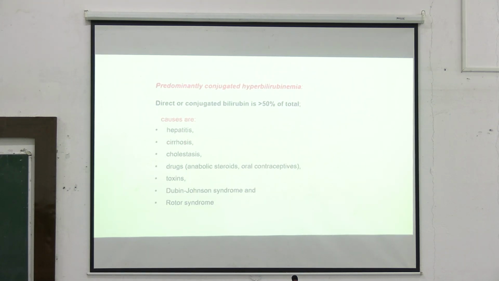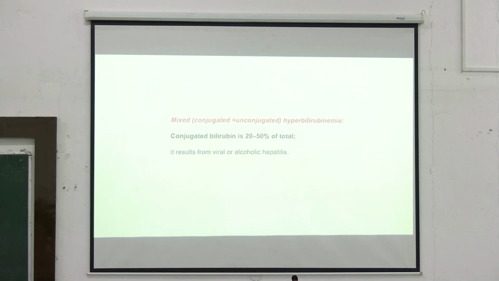Second is predominantly conjugated hyperbilirubinemia, meaning direct or conjugated bilirubin is more than 50% of total bilirubin. Causes include hepatitis, cirrhosis, cholestasis, drugs, toxins, Dubin-Johnson syndrome, and Rotor syndrome. Mixed hyperbilirubinemia: conjugated bilirubin is 20 to 50% of total. It results from viral or alcoholic hepatitis.